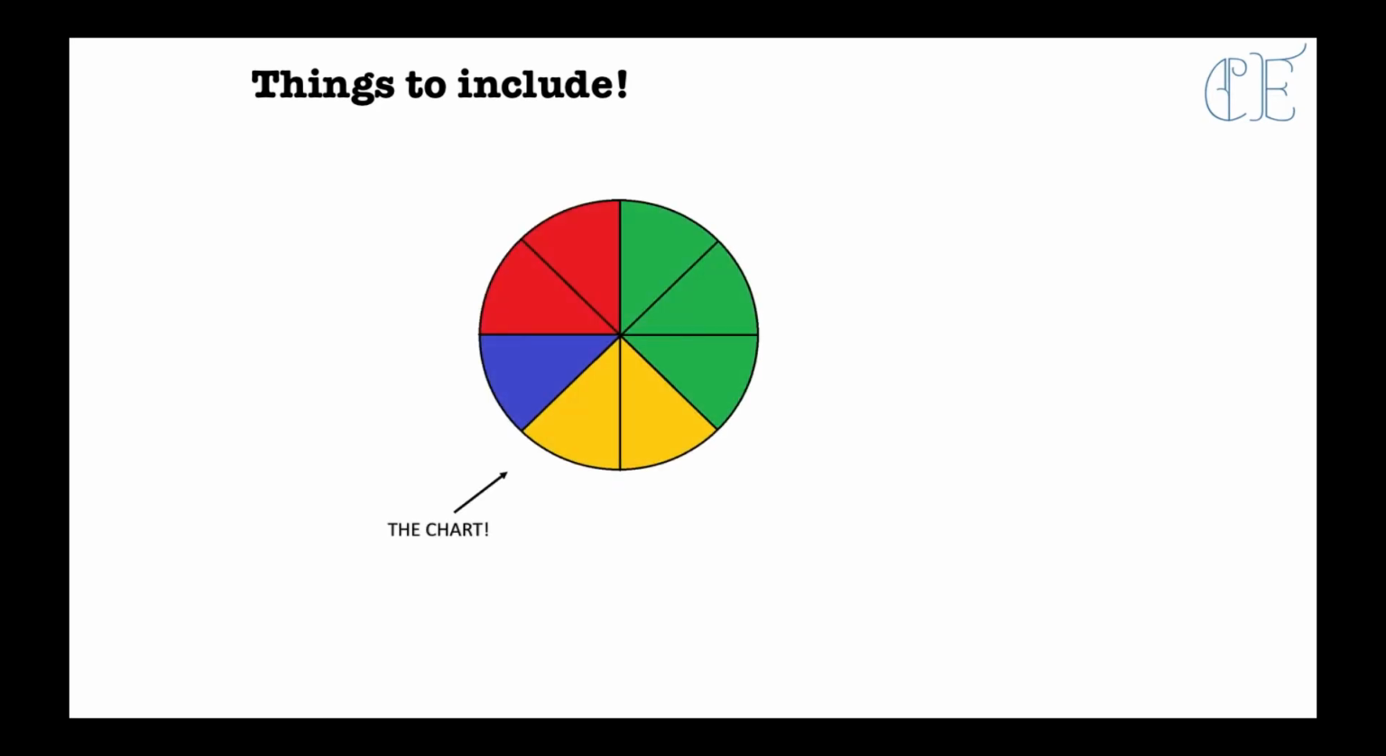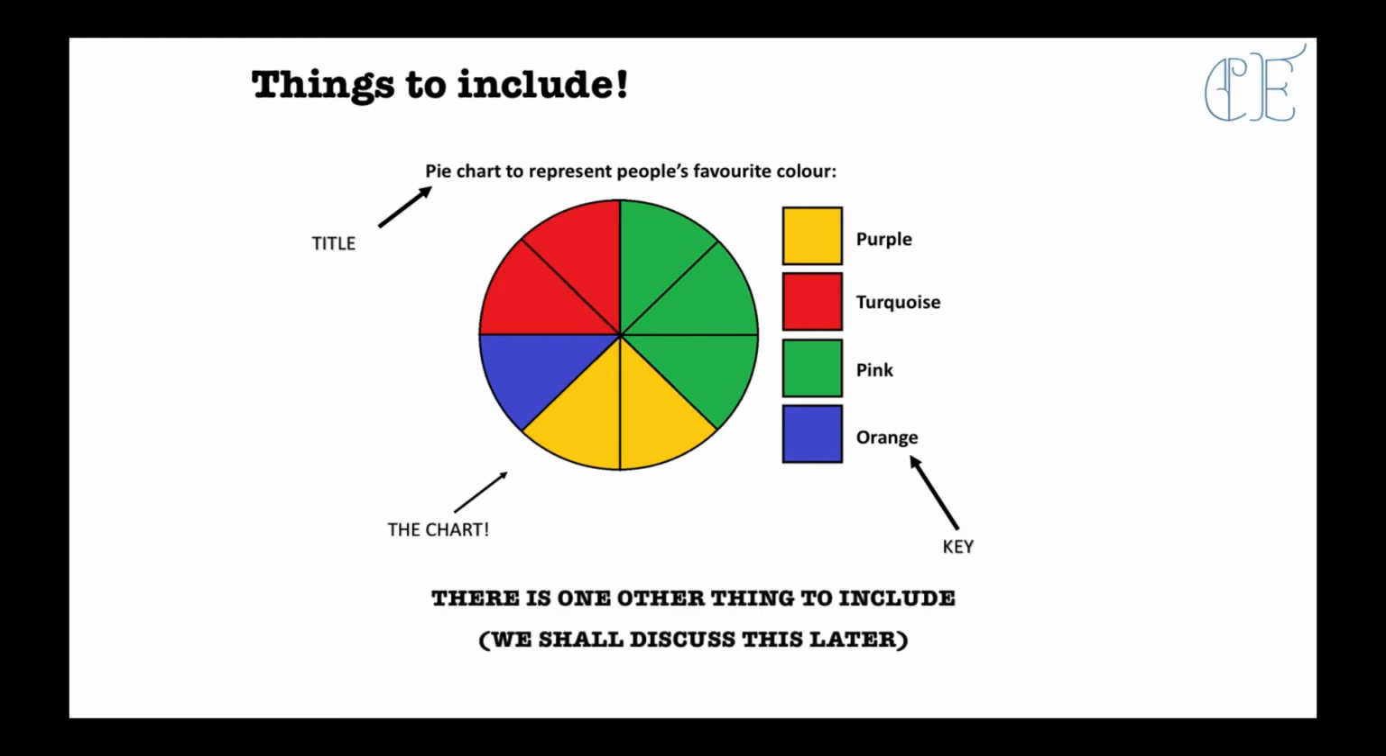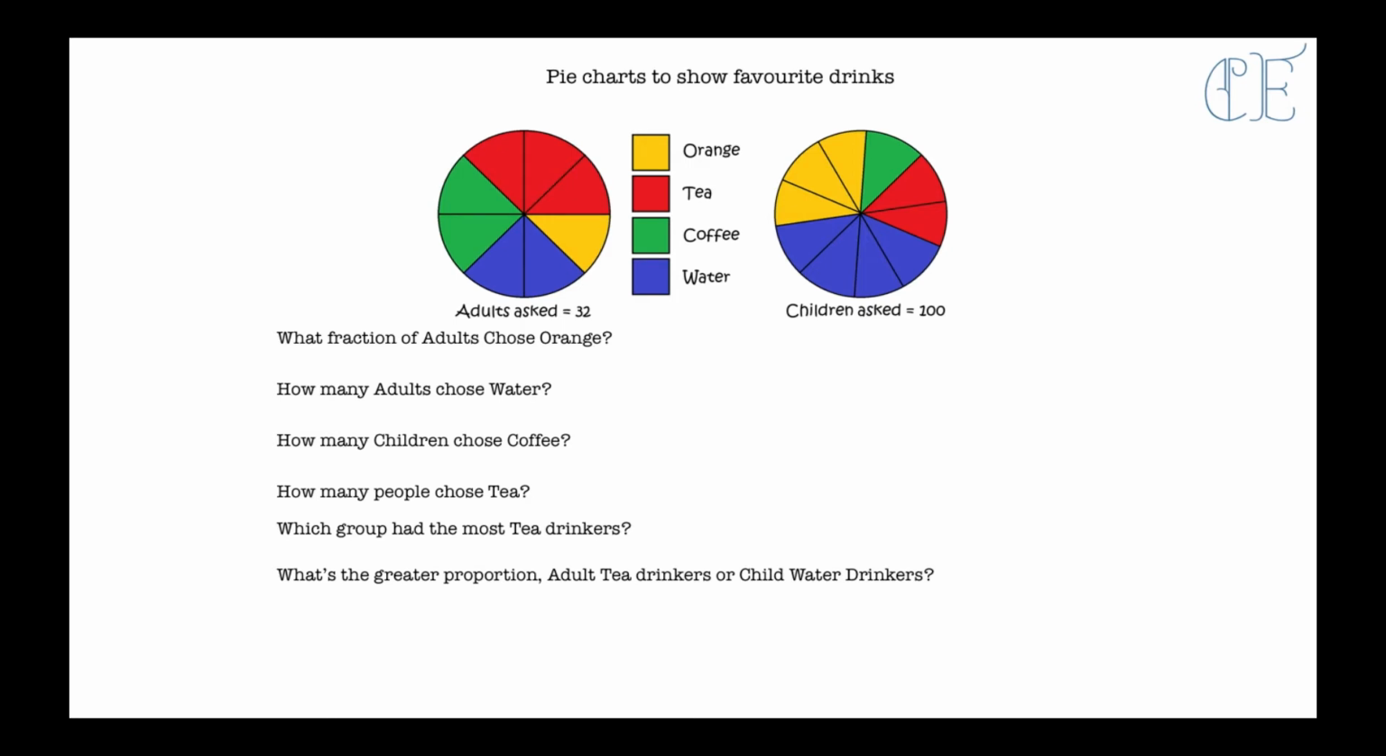First of all, obviously you need the chart itself. You also need a title, so make sure that you show what your pie chart is representing. For example, pie chart to represent people's favourite colour. You will also need a key of some kind. There are a few other things that you might need, but we'll have a look at this later. So first of all, let's have a look at some pie chart questions.